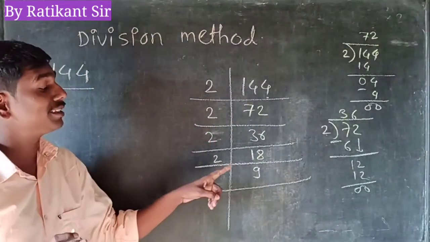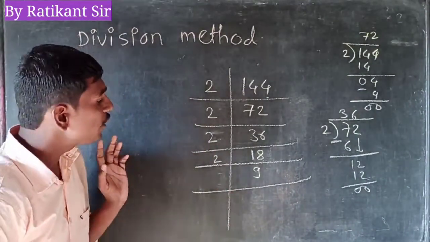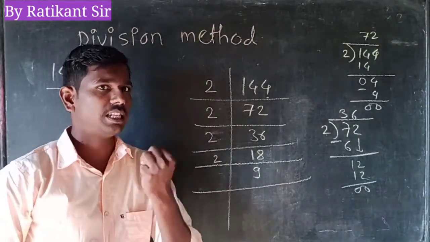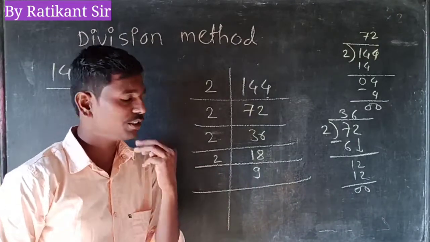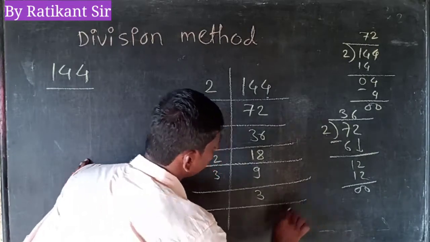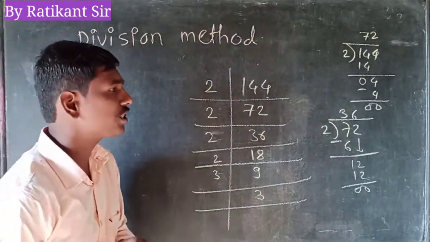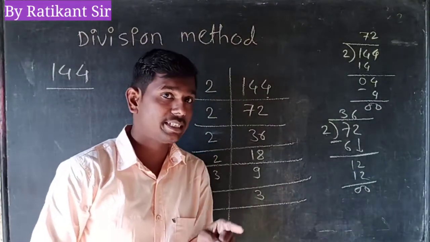Now this 9 is not divisible by 2. But I think this is divisible by 3. So 3 ones are 3, 3 threes are 9. Now the last 3 is a prime number, which is divisible by only itself.